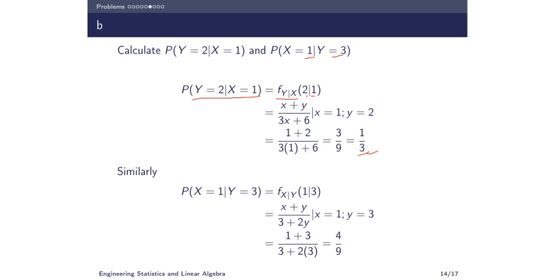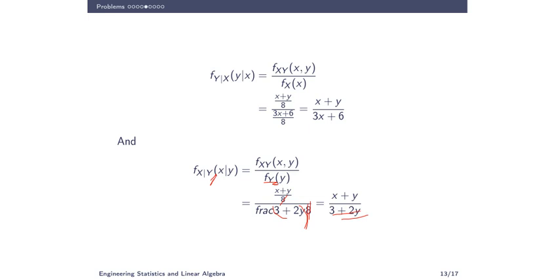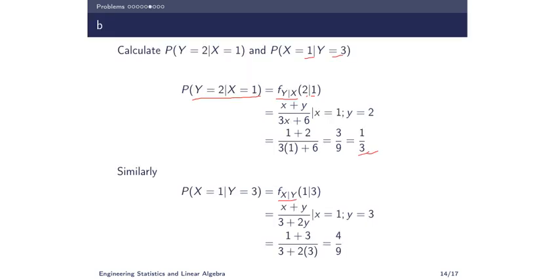So we can calculate the probability of x equal to 1, y equal to 3 also, right? f(x given y) is 1 given 3, so x equal to 1, y equal to 3. You have to substitute in the function f(x given y). So f(x given y) is nothing but (x + y) divided by (3 + 2y). So just substitute that value here, and you will get (1 + 3) by (3 + 6), that will be 4 by 9. So this is how we calculate any given conditional probability.